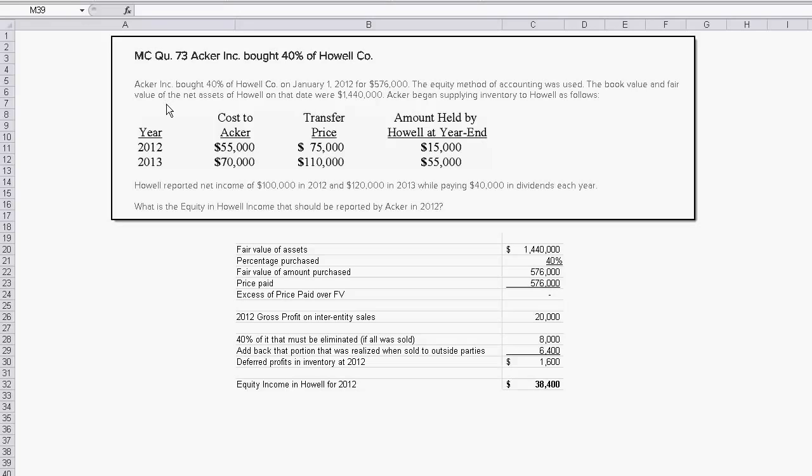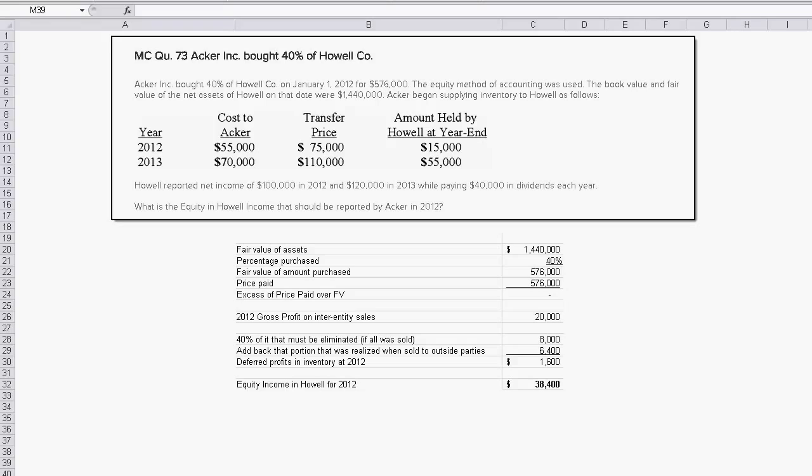Here's what it tells us. Acker bought 40% of Howell on January 1st, 2012 for $576,000. The equity method of accounting was used. The book value and fair value of the net assets on that date were $1,440,000, and Acker began supplying inventory to Howell as follows. So in 2012, they transferred inventory with a cost to the parent company Acker of $55,000 to the subsidiary for $75,000. But of that amount, $15,000 was on hand at the end of 2012.